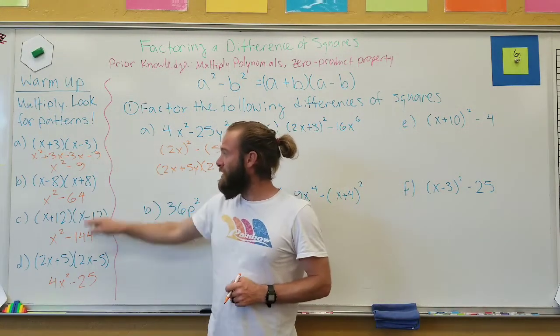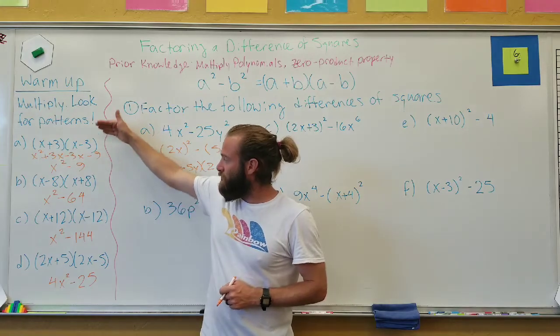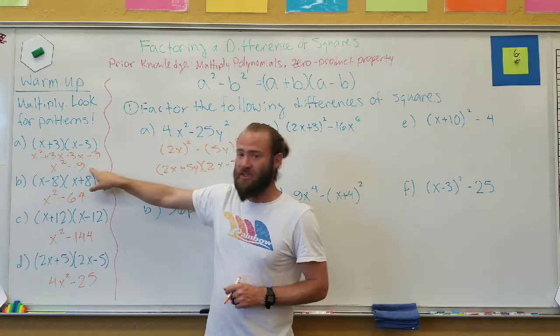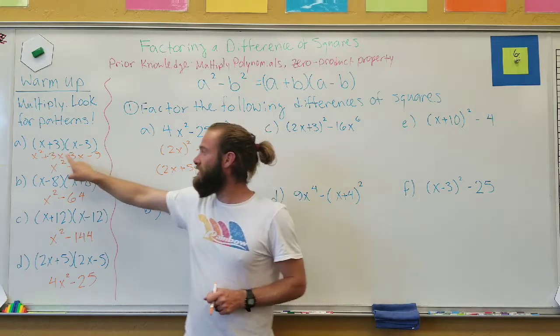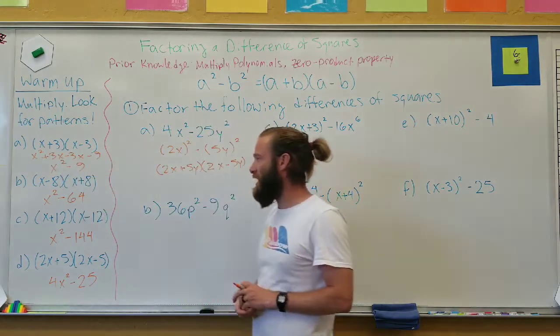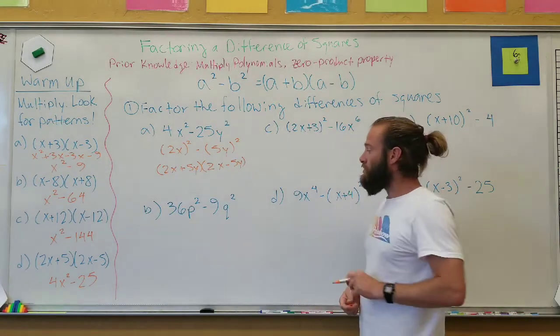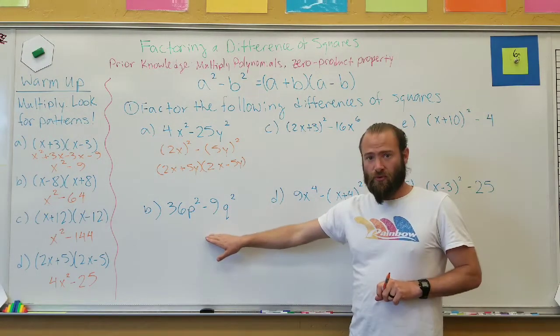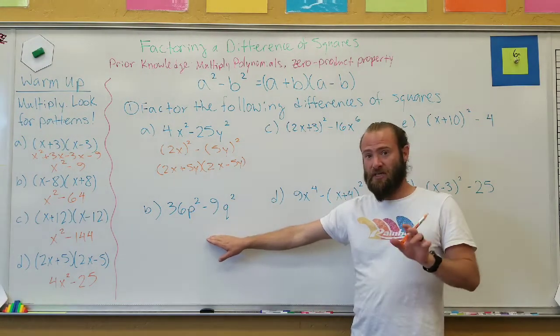Same idea as our warm-up, except we went the other direction. We've already learned to multiply, but what we're doing now is actually going in reverse. So if I started with x squared minus 9, you could see that it's x plus 3 times x minus 3. Okay, so I want you to go ahead and do b on your own right now. So please pause and do b.